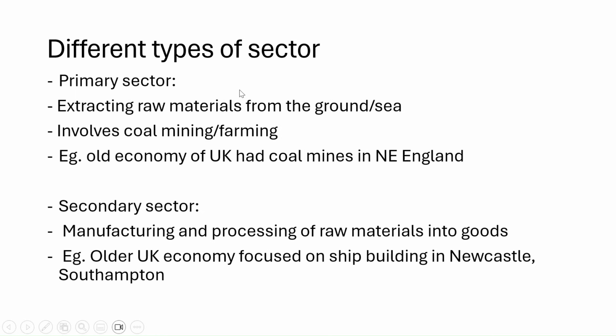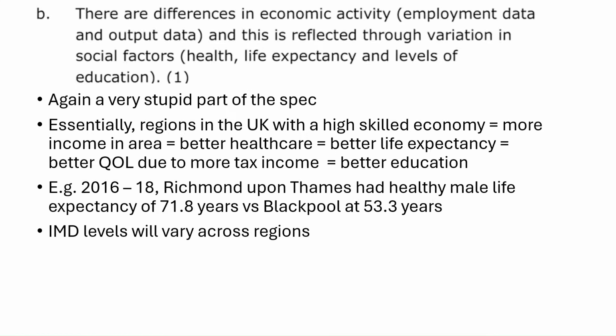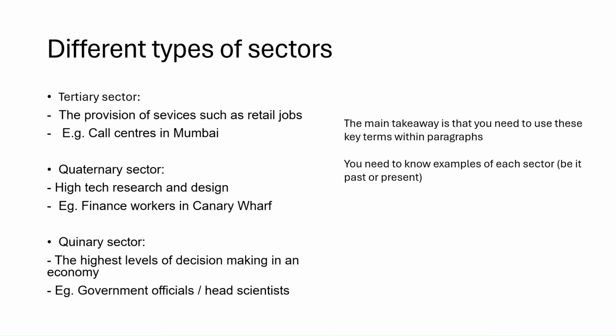Primary is extracting raw materials from the ground or sea. An example of this would be the old economy of England or the UK, where there were coal mines in the northeast of England. Then there's the secondary sector, which involves manufacturing and processing of these raw materials into goods. Think about how, back in the day, the UK was a shipbuilding powerhouse in areas like Newcastle, Southampton and Liverpool. Then tertiary is the provision of services, like retail jobs. The biggest example is call centres in Mumbai, and how BT outsourced a lot of their call centres.